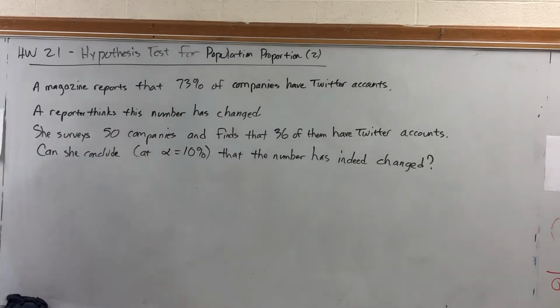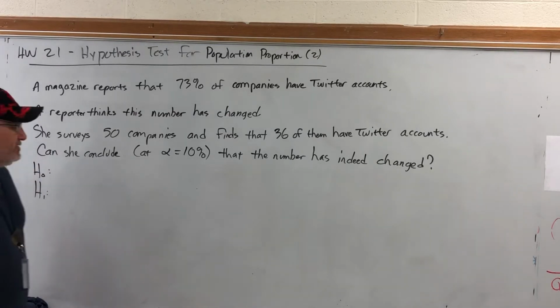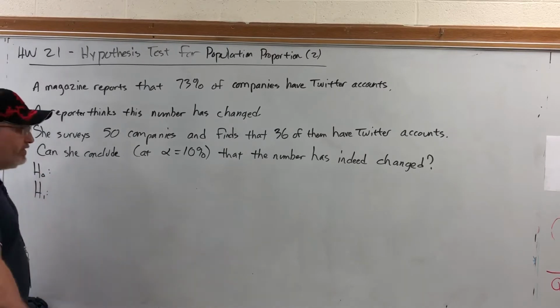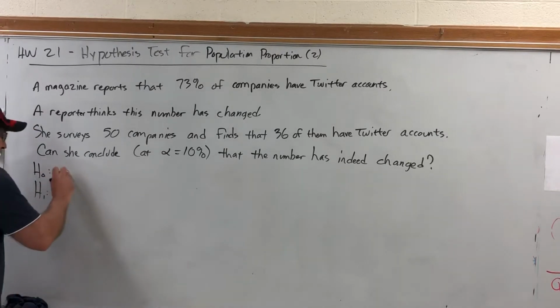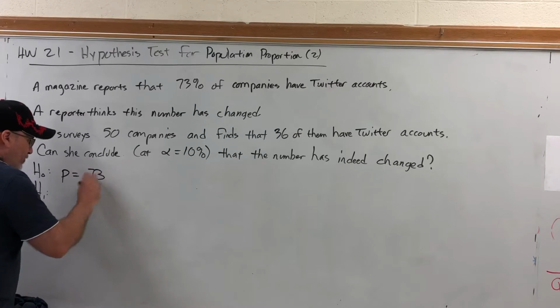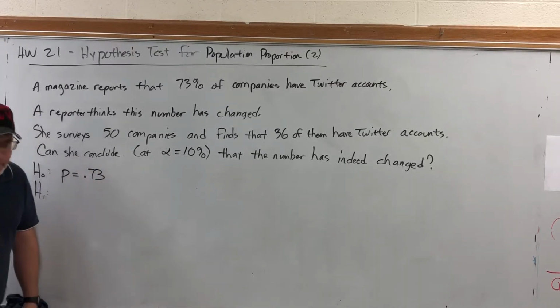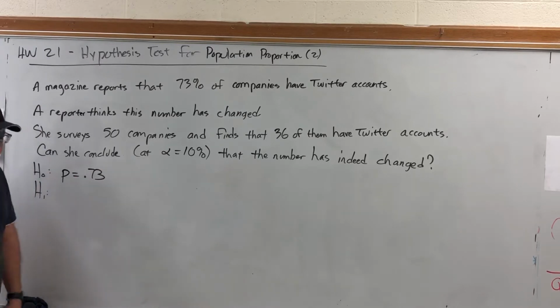All right, so let's think about the claim and the counterclaim as we write our hypotheses. Right out the gate, we're claiming that something is equal to 73%, a percent of a population that has a characteristic, in this case, companies that have Twitter accounts. So that is a claim about p being equal to 73%. Now I could write 73%, but you don't do math with percents. You describe things with percents. You do math with decimals.